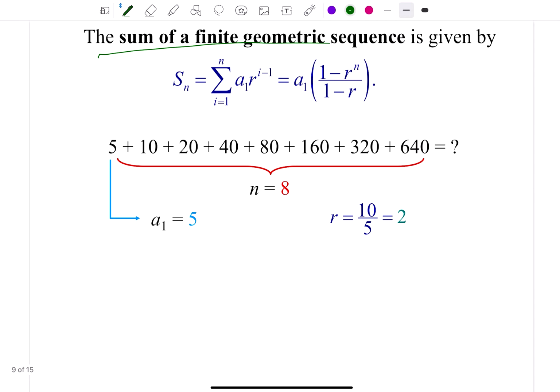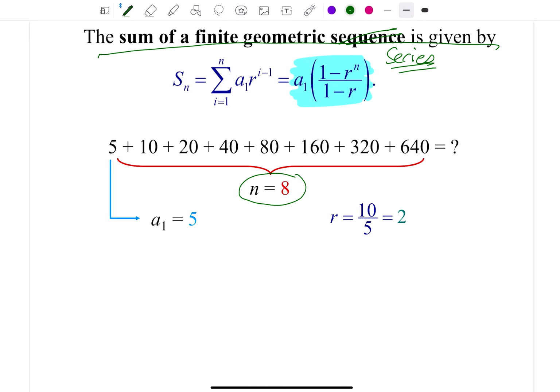Sum of a finite geometric sequence. So if we have a finite geometric, this should actually be series, not a sequence. Sum of a finite geometric series. So if I have a geometric series and I want to find the sum of it, we can go ahead and use this formula to find the sum of a finite geometric series. For example, 5 plus 10 plus 20 plus 40 plus 80, this is a geometric series because each time I'm multiplying by 2, and I want to find the sum of the first 8 terms.